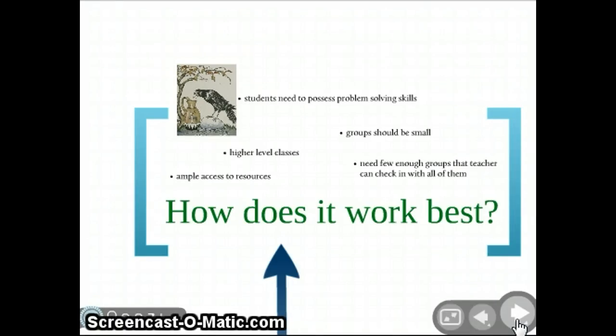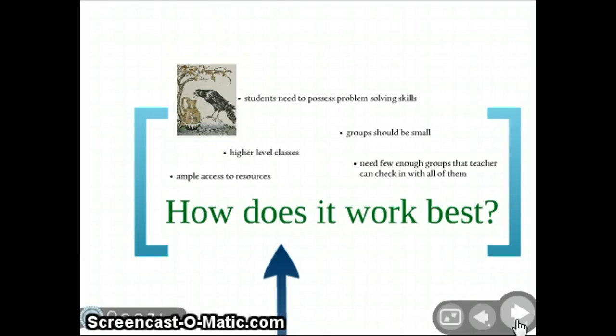Next, let's talk about how problem-based learning works best. To start, students need to possess problem-solving skills. This is absolutely something they need to come into this exercise with. They need to focus on their learning and on where they're going with the project. This isn't the time for them to learn how to research, how to brainstorm, anything like that.